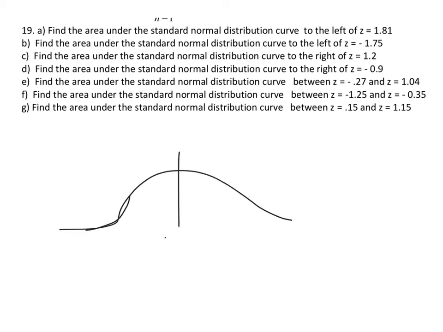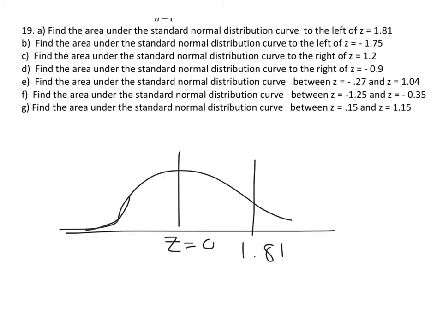Here we'll put z equals 0 in the middle. And we need to figure out where 1.81 is. It's going to be maybe somewhere around here. But the exact position doesn't really matter. All that you need to realize is that since z is positive, 1.81 is going to fall to the right of z equals 0. So here's z equals 0, here's z equals 1.81. And we want to find the area under the standard normal distribution curve to the left of z equals 1.81.